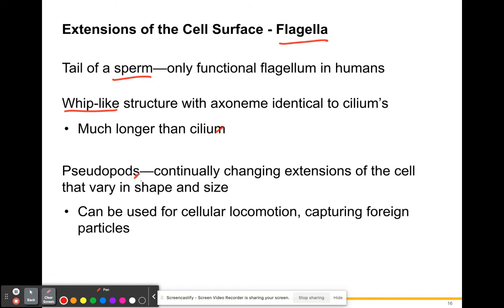Whenever it's looking for an ova, an egg, it uses that flagella to move itself around. Then you have things called pseudopods. Pseudo means false. Pod means foot. So it literally is a false foot, and it helps the organism, whatever has this pseudopod on it, to move around. You see this a lot in algal cells or protists, things like that. It is used for locomotion and even sometimes capturing particles that are in the vicinity of it.